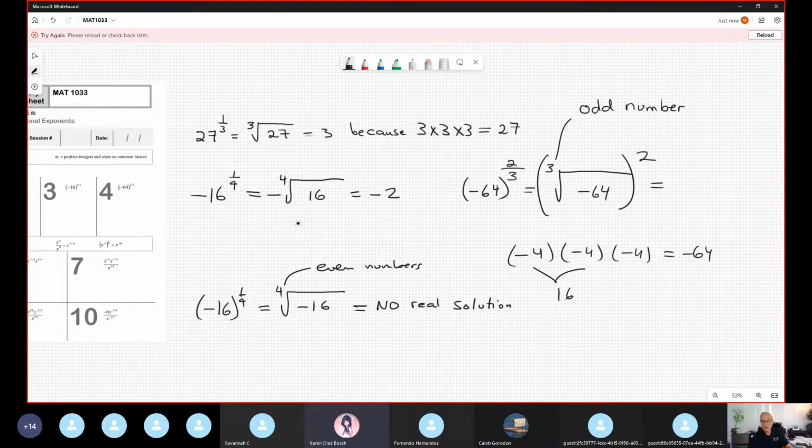Does the number inside the radical symbol have a solution when it's odd? Yes. When it's even, never a real solution. And the answer is negative 4, but don't forget the square. Negative 4 squared is positive 16. That is my final answer. Do you see that?